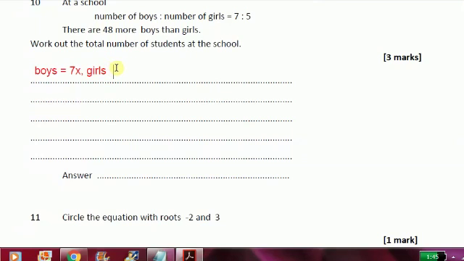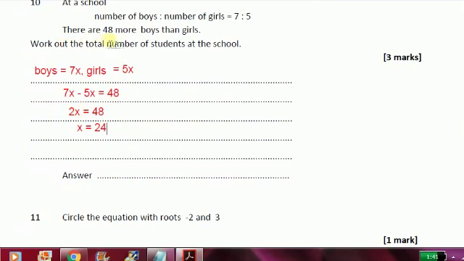The number of girls would equal 5x, because they've got to be in the ratio of 7 to 5. Okay, now it says there are 48 more boys than girls. So boys minus girls should equal 48. So 7x minus 5x should equal 48. 2x equals 48. Divide by 2 on both sides. X equals 24.